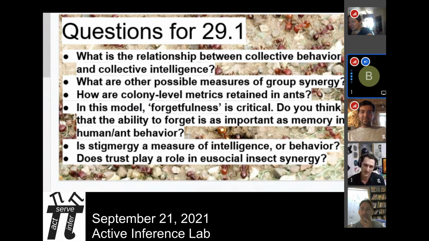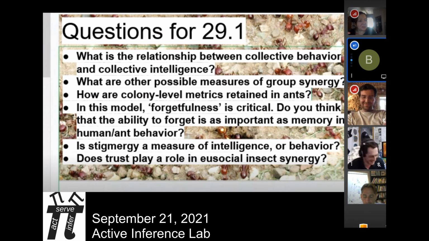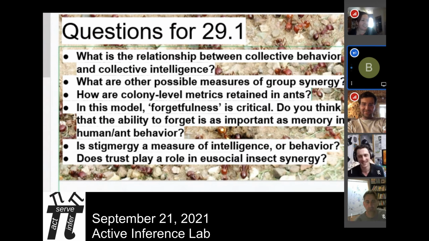Cool. That leads in pretty nicely to one of the questions that I had brought up last week. So there are these colony level metrics, right? Like how many seeds are in the nest, or how many nursemaids are there relative to infants, or foragers relative to baby ants. I guess they're infant ants, infants. So how are these colony level metrics retained in a colony?